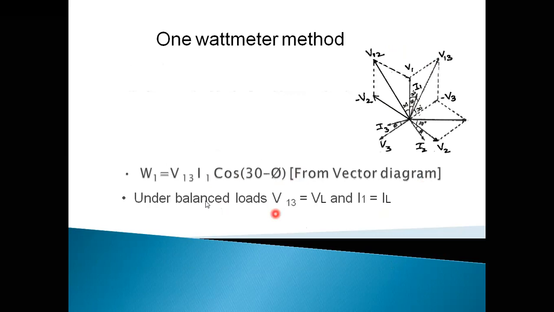Under balanced loads, V13 equals V12 equals V23, which equals the line voltage, and the phase current is the same as the line current for star connection. So I1 equals IL. So I can rewrite the above equation: W1 equals, instead of V13, we will write line voltage, instead of I1, we will write line current, and cos of 30 minus 5. Okay, this is equation 1.